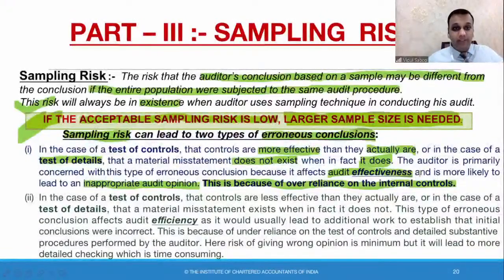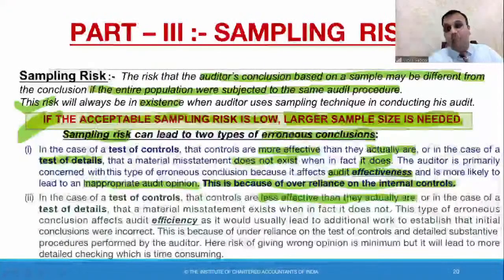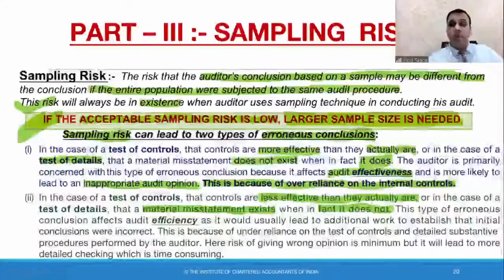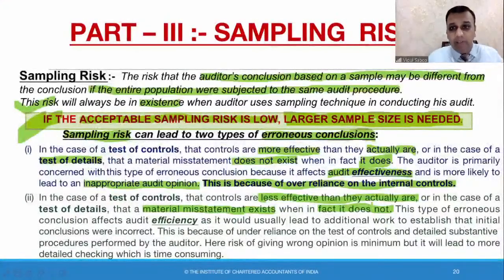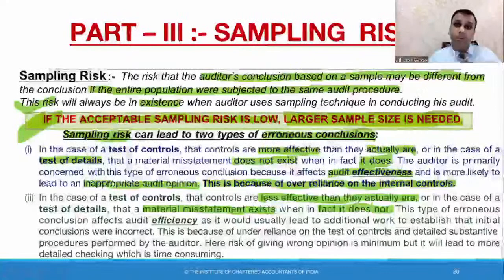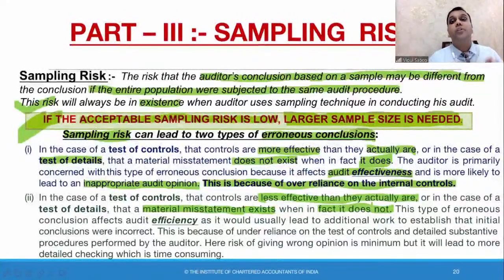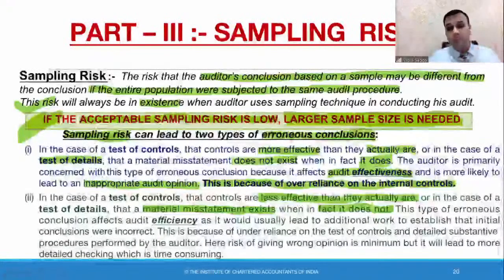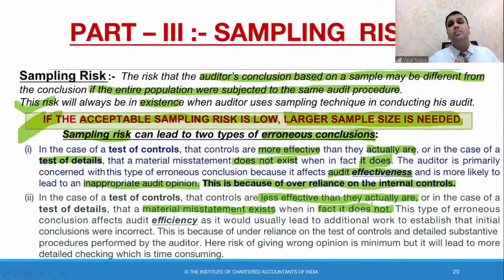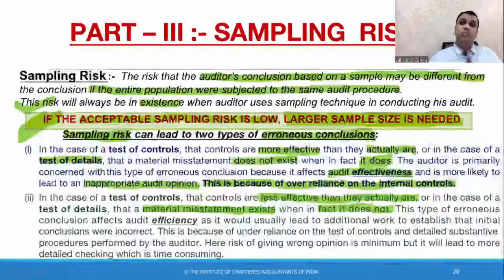Now the opposite case: controls are less effective than they actually are, or a material misstatement exists, but actually there is no such material misstatement. So the auditor has come to a conclusion using samples that controls are not effective. But actually, had we applied our audit procedures on the whole population, the controls were really good, barring a few areas. The auditor concluded, yes, there could be material misstatements. But all in all, the material misstatements were not there, or very few, which got covered in the auditor's samples incidentally.